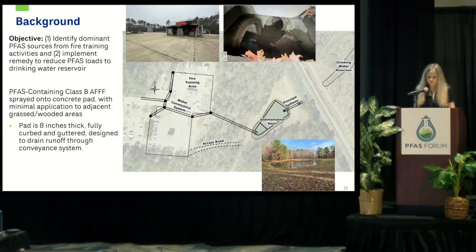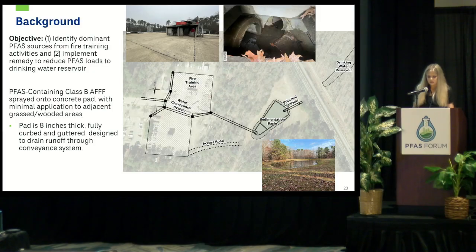The primary objective of this project was to identify the dominant PFAS sources associated with fire training activities and implement a remedy that would reduce PFAS loading into the drinking water reservoir after rain events and training operations. As you can see on the site map on this slide, the facility includes 2 large concrete training pads, each approximately 8 inches thick. The pads are fully curbed and guttered and designed to route runoff through a concrete conveyance system into a sedimentation basin. From there, a sealing well and pipe convey water from the sedimentation basin directly into the drinking water reservoir.